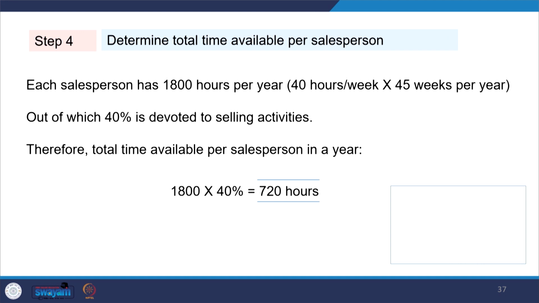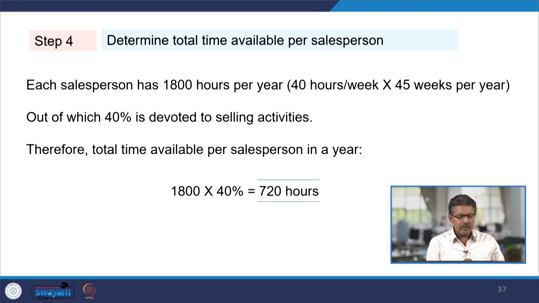Now, after doing this, we have to find the productivity of the salespeople. So, each salesperson has how much hours per year? Now, 40 hours per week into 45 weeks per year, so 1800 hours, out of which only 40% is dedicated to the selling activities. So, the total time available per salesperson in a year is how much? 1800 into 40%, which gives me 720 hours, right.